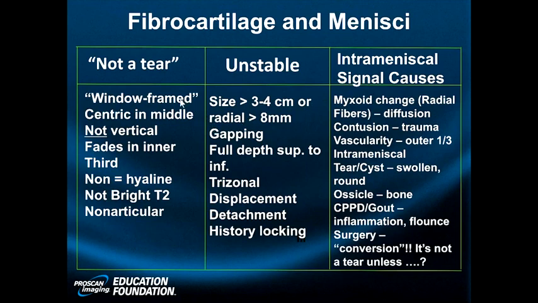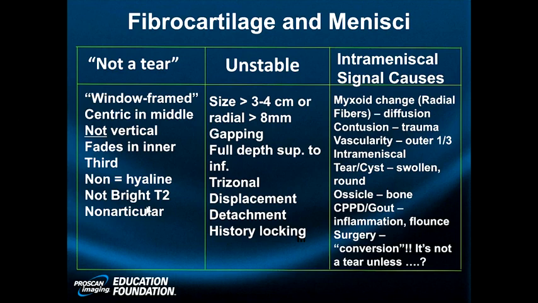So I've given you some criteria when signal in menisci is not a tear: window framing, central, not vertical, fades in the inner third. It's not as bright as hyaline cartilage. It's not bright on T2. It doesn't touch an articular surface.